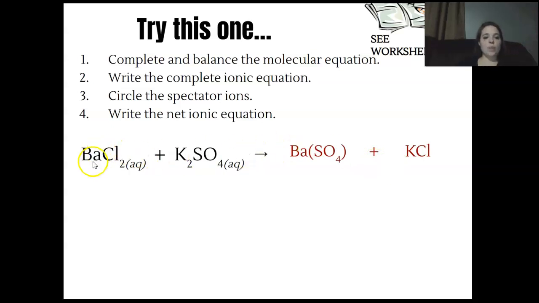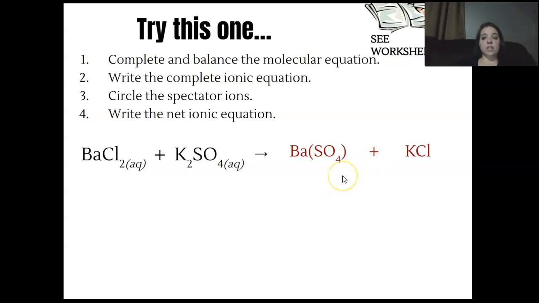Subscripts. So barium chloride, barium is a +2. Sulfate is a -2 because that 2 right there shows that, so they cancel each other out. I don't have to worry about that. Potassium is a +1, chloride is a -1, so I don't have to worry about that. I do, however, have to balance these out.